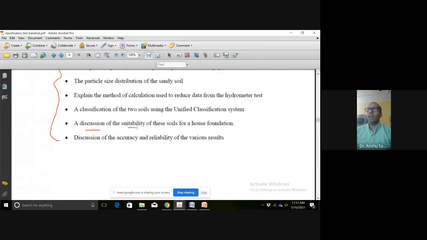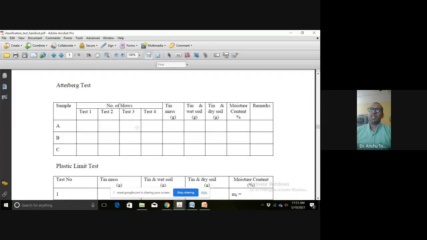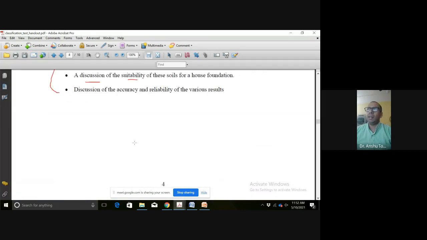Discussion on suitability. So this is our tabular form that this was for this on the same sample. We are going to conduct 4 different tests. एक रिजल्ट से हम सेटिस्फाई नहीं होंगे, चारों का एवरेज निकाल के we will give the final value. So mass, wet soil, dry soil, moisture, this we will discuss in the next time class.